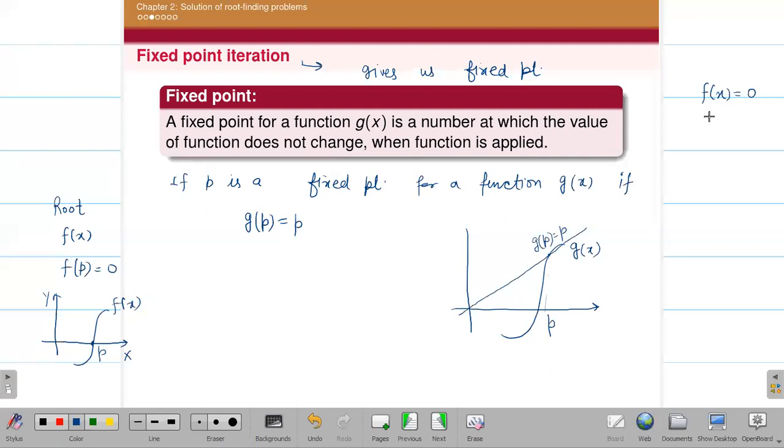You have to convert your problem to the fixed point problem first. This is the first step in fixed point iteration. You have to convert this problem into the fixed point problem. This is the fixed point problem. Here you can see this is a root finding problem because x is a root of this equation. When you put x into the function, you are getting 0 here.